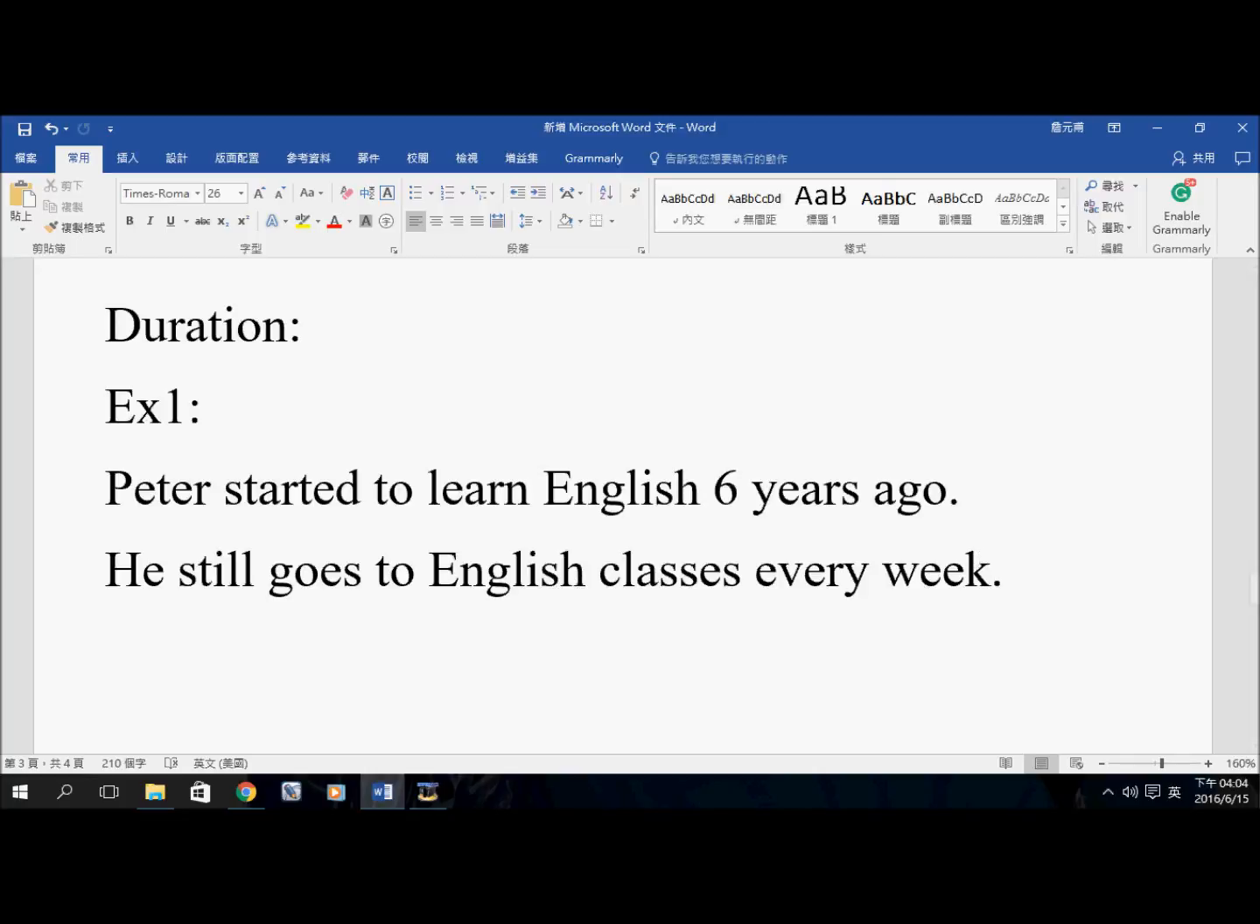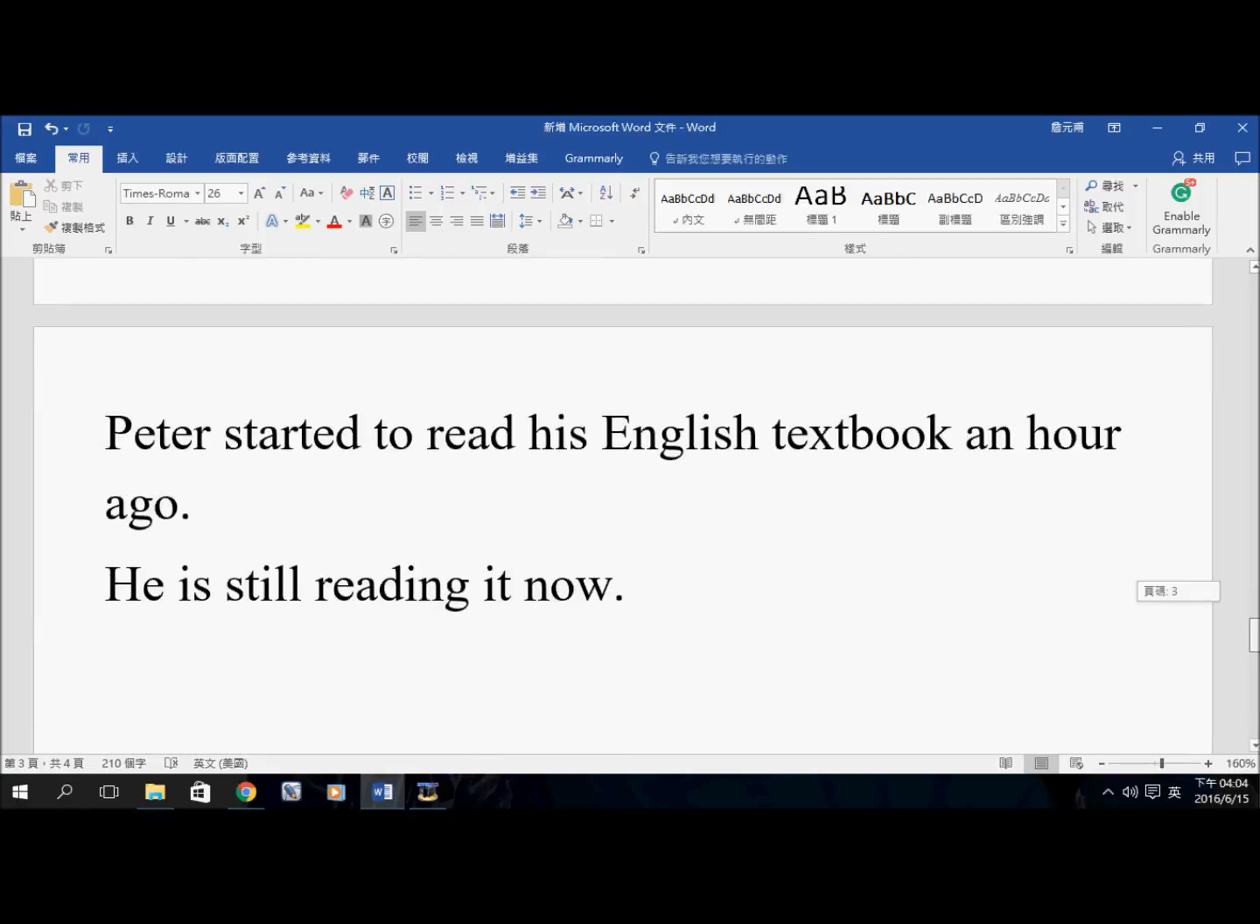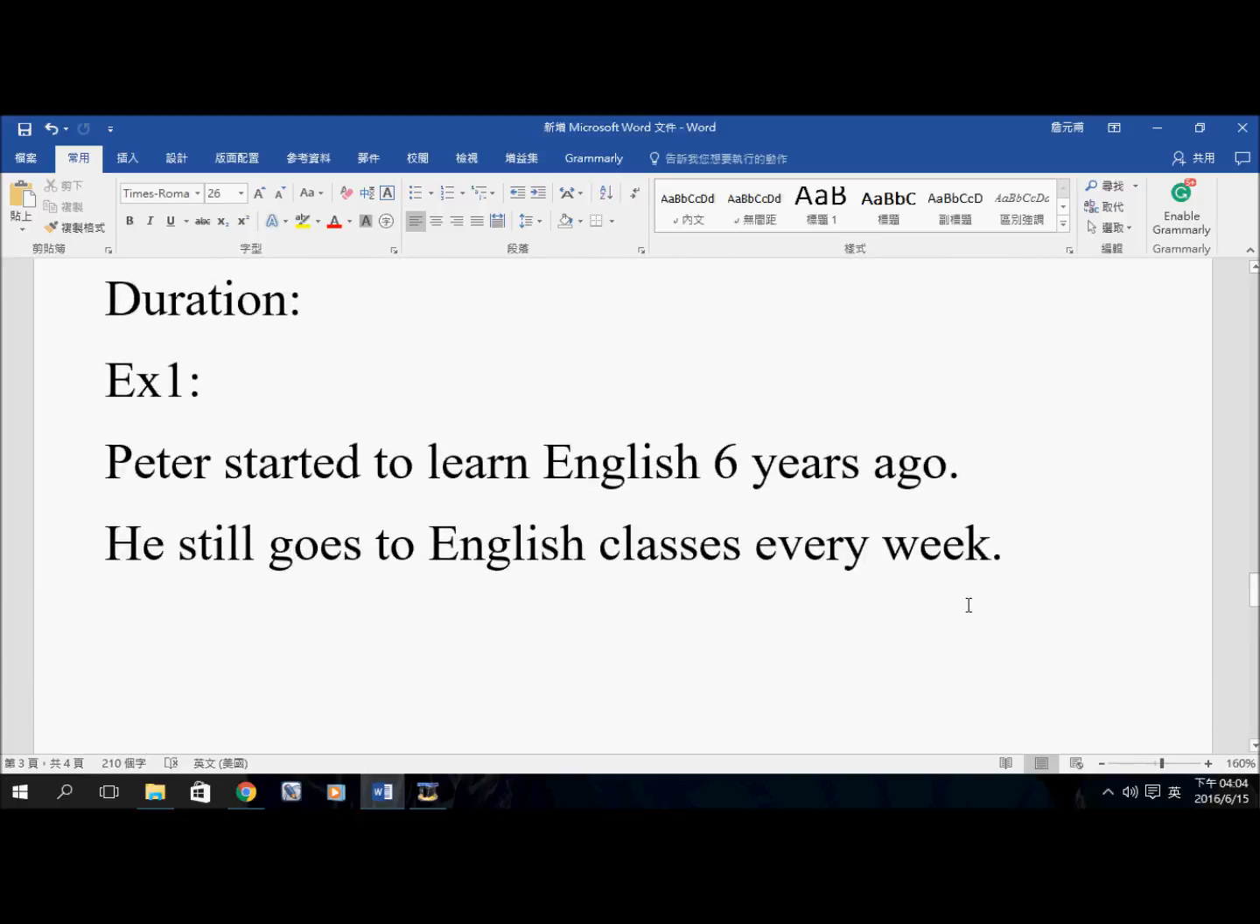Okay, now situation number 2, Peter started to read his English textbook an hour ago. So it happened an hour ago, and he's still reading it now. He's still doing it at the moment of speaking. So although we can use the present perfect and the present perfect continuous in both situations, it will be better if we use the present perfect tense for example number 1, because the person is not actually doing it right now. He's not in the English class right now. He still goes to English classes every week. So that's the truth. That's a fact. We use the present perfect to talk about this.